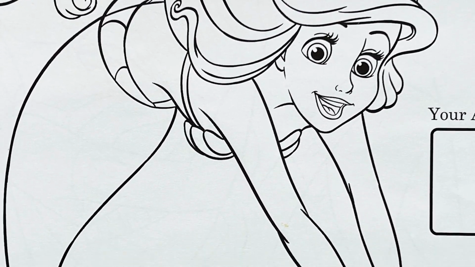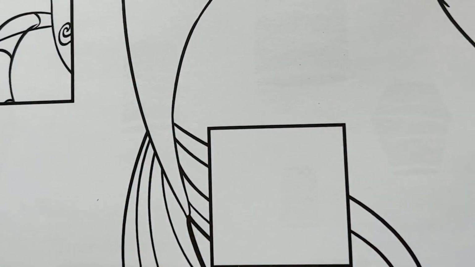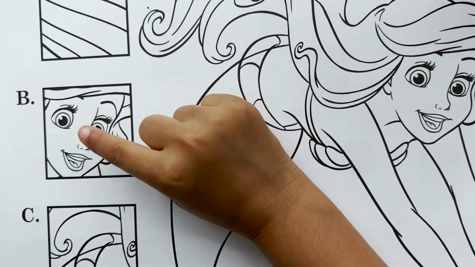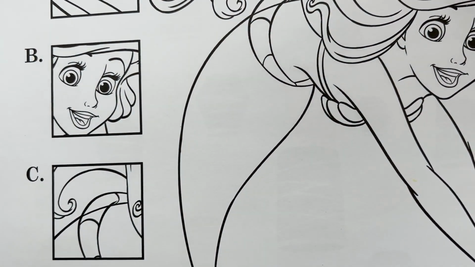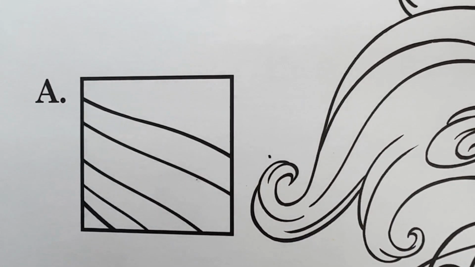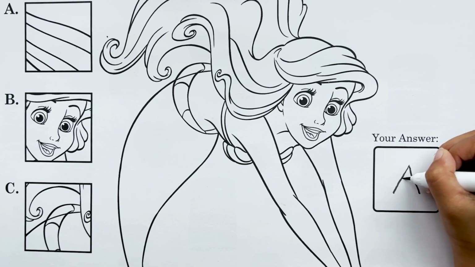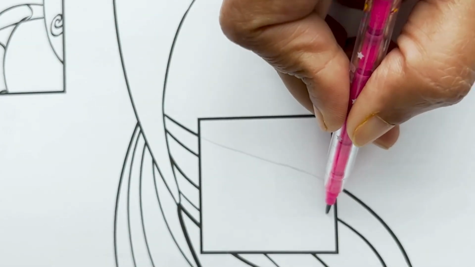Today, we are going to color Ariel. But wait, she has a piece of her tail missing. Is it going to be A, or B, or C? It's A. Let's write A in the answer box. Now, let's draw the missing piece of her tail.